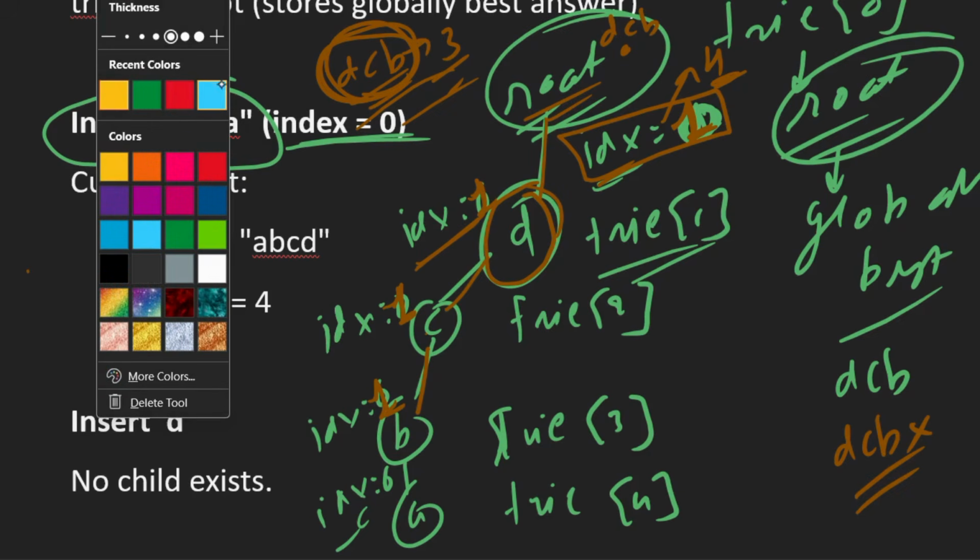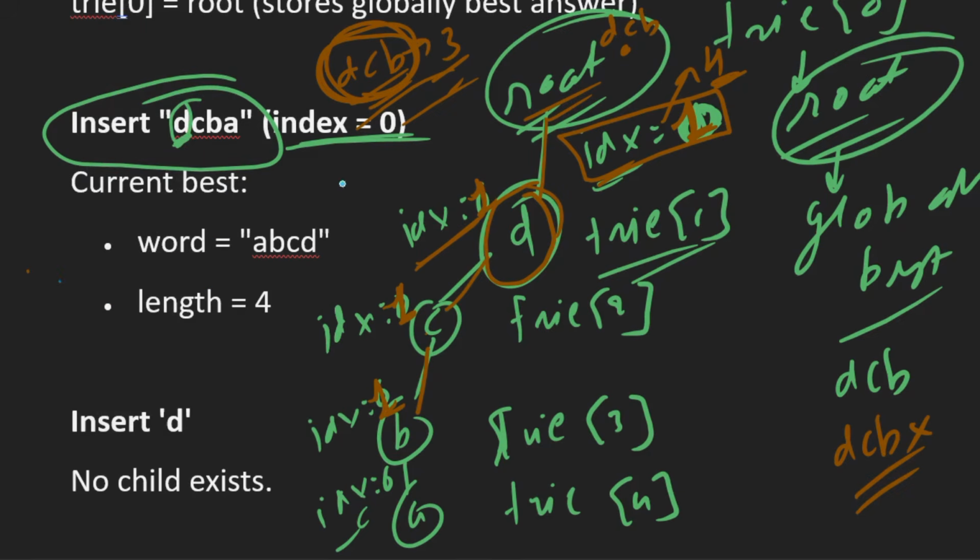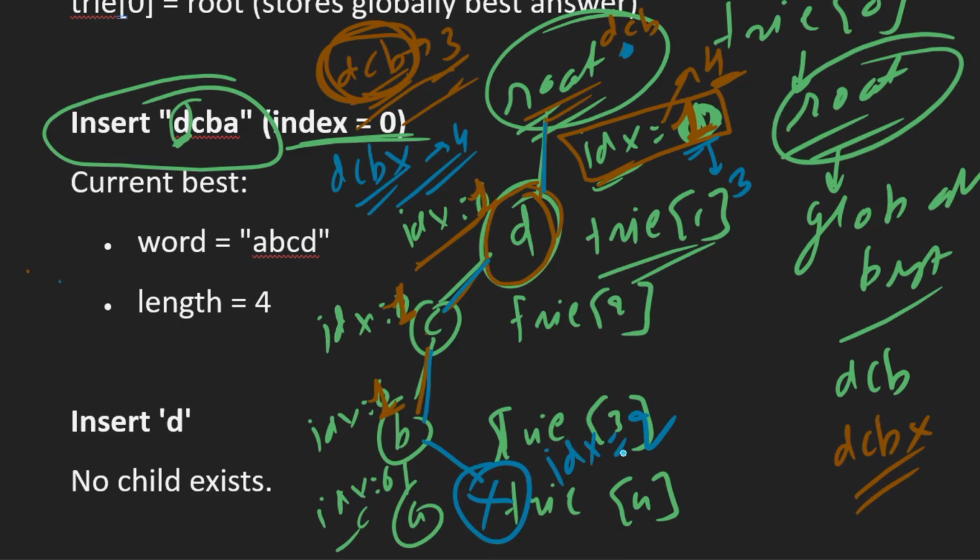Now we need to store the third word, which is dcbx, right? So we again go to root. The stored answer is 1, length is 3, current word length is 4, so no change. So we go to d, then c, then b. None of those nodes' index values is changed. At b, there is no child for x, so we create a child for x. The index value will be 2, and this is trie node of 5, right?